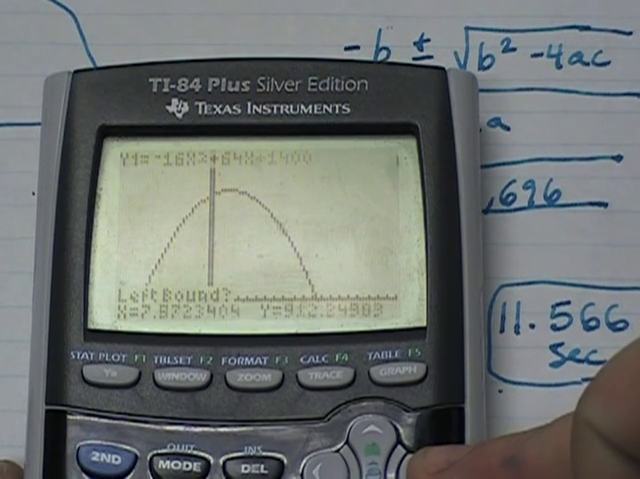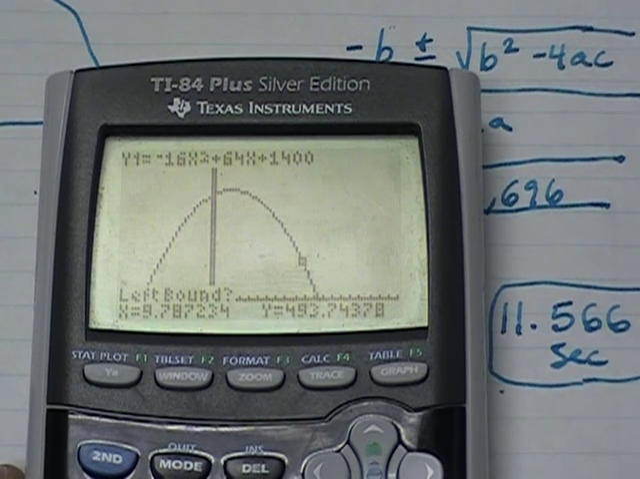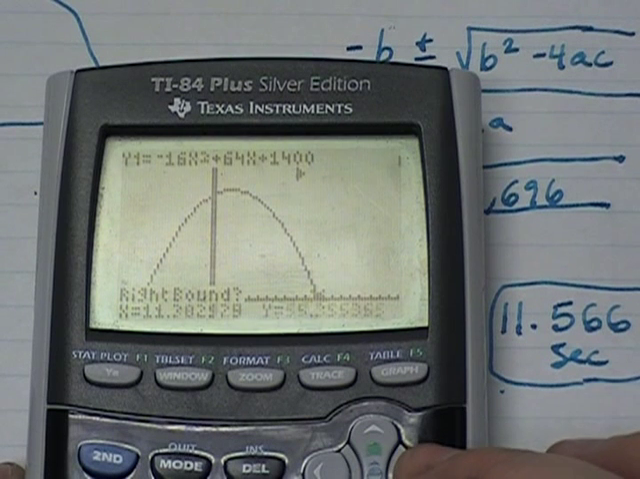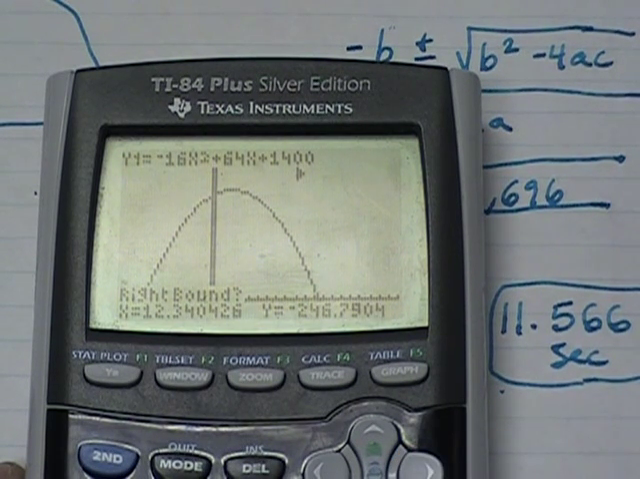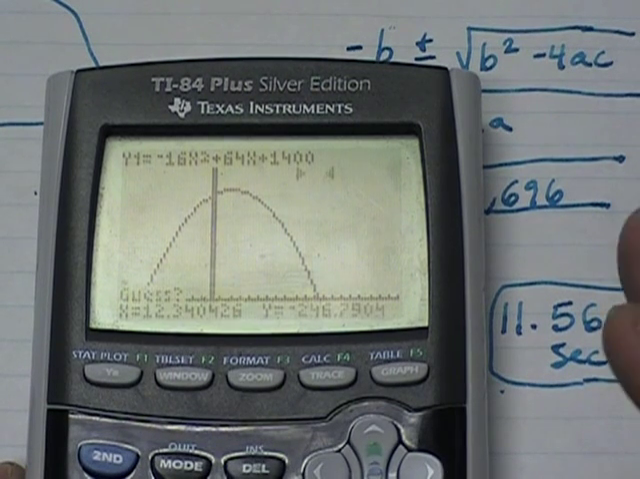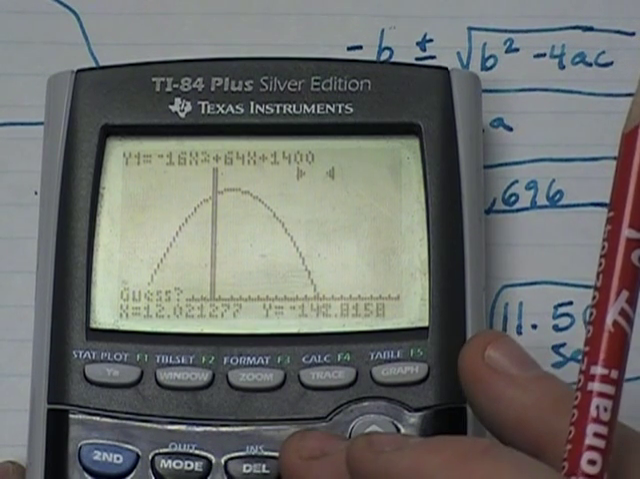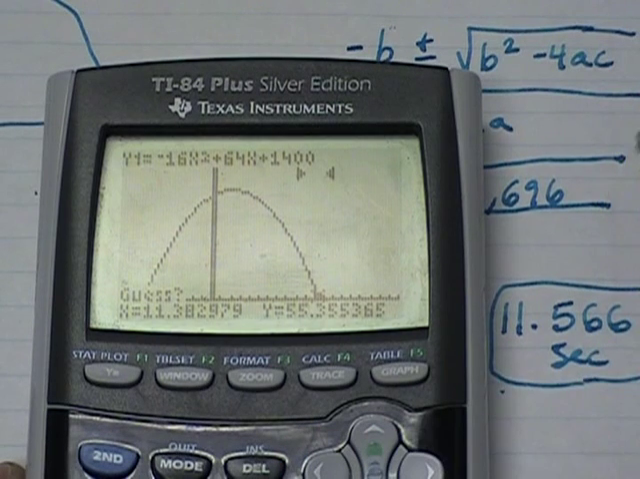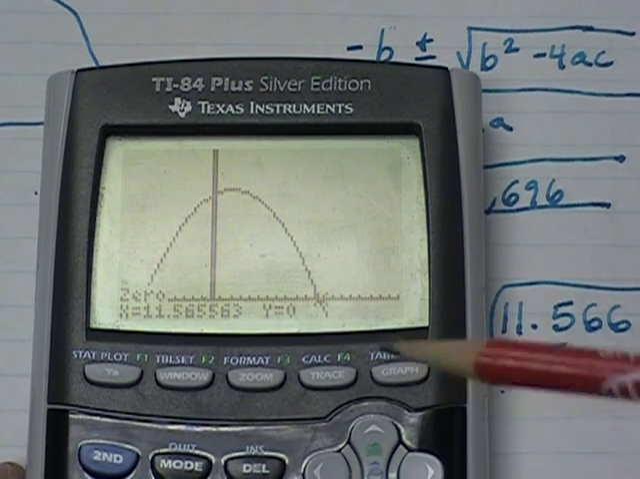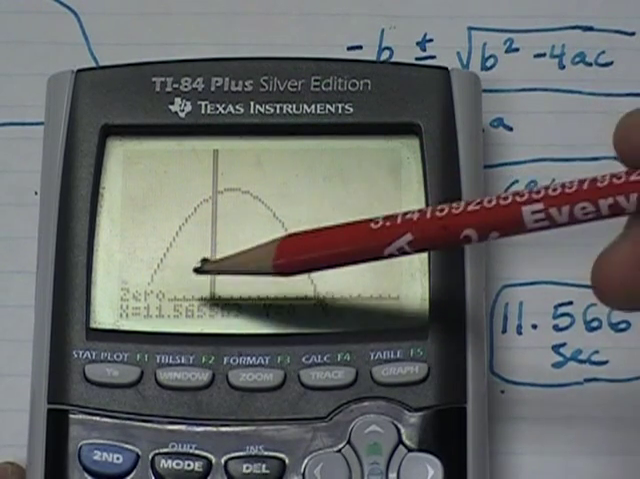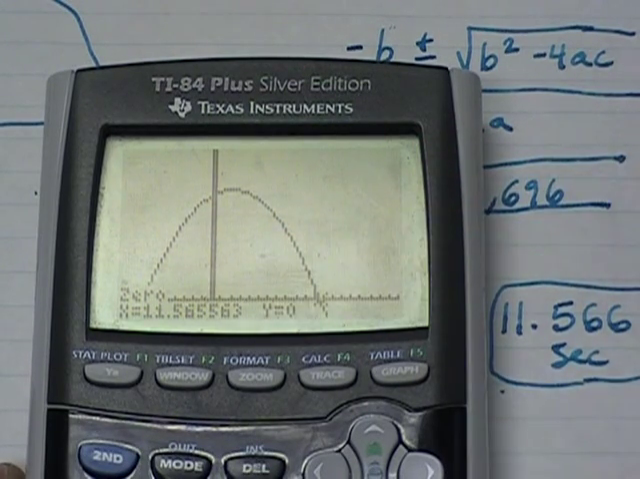So I'm going to scroll that way. I'm going to stop about right here and hit enter. That's my left bound. Now it says right bound. So I want to go to the right of that point. Notice my cursor has gone off the screen. No big deal. And then it says guess. So I put my cursor basically on that point and hit enter. And it says 11.565563.